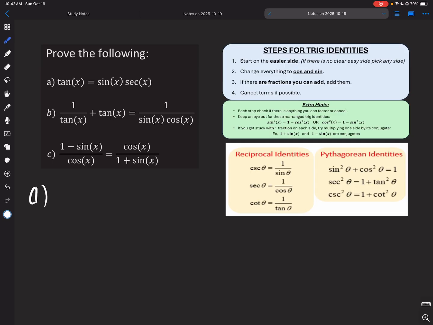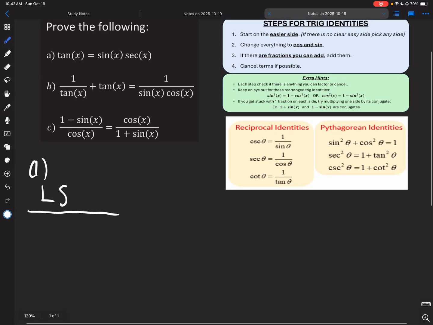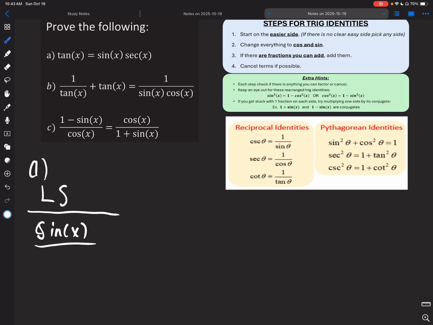And I'm going to start on my left side because if we look at our rules, it tells us to start on the easier side, and that left side looks pretty easy, so we're going to start there. Now, if we look through our rules, our second rule here is to change everything to cosine sine. So that tan, I'm going to change that to sine x over cos x.